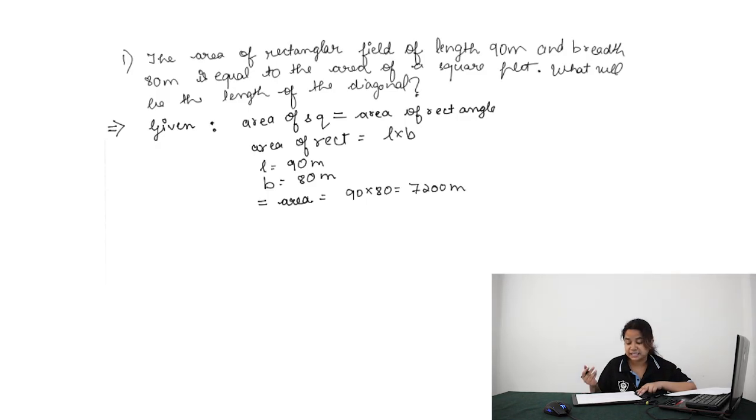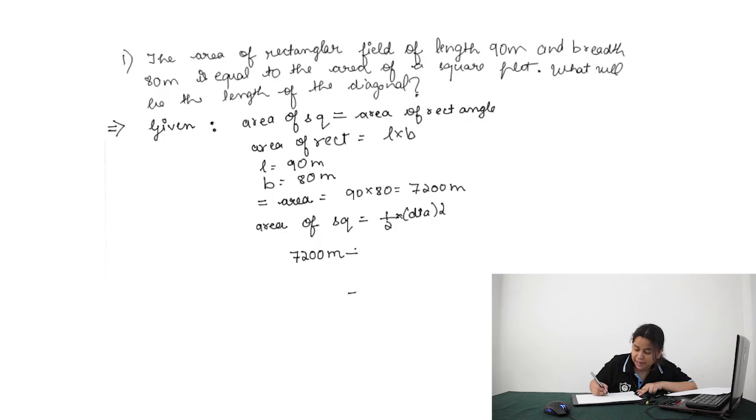Now we need to find the diagonal of the square. For this we would be using a simple formula, which is area of square is equal to 1 by 2 of diagonal whole square. Now the area of the square has already been taken out, which is already equal to the area of rectangle, which is 7200 meters, which can be equated to the above formula.